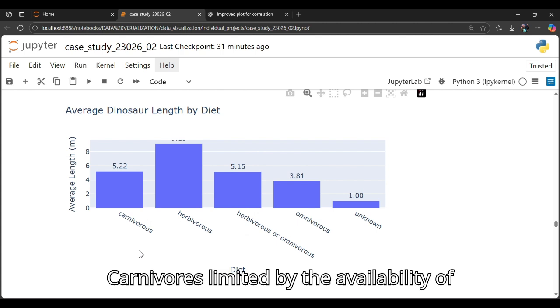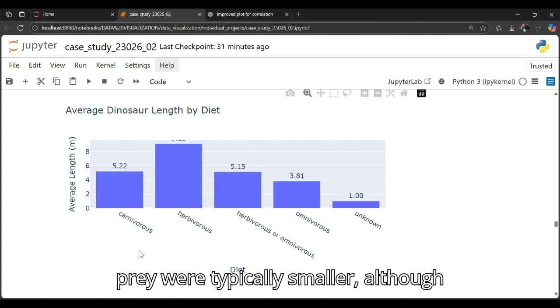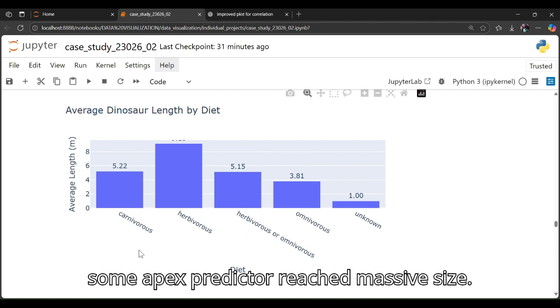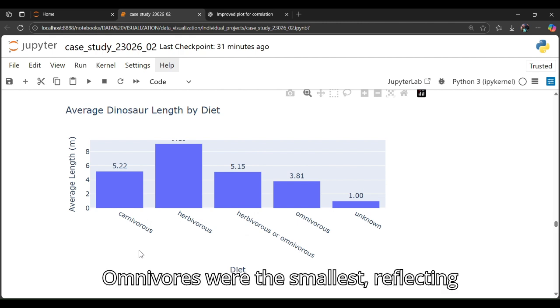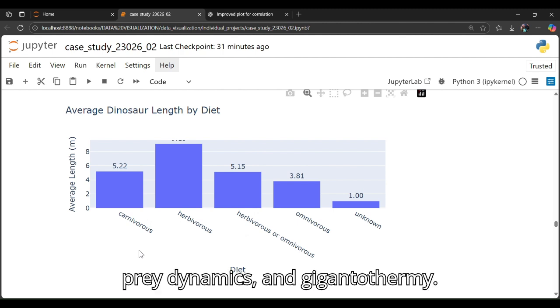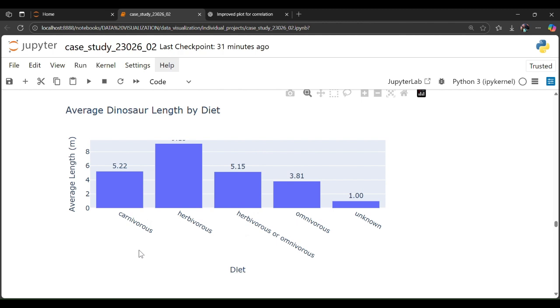Carnivores, limited by the availability of prey, were typically smaller, although some apex predators reached massive size. Omnivores were the smallest, reflecting their ecological energetics, predator-prey dynamics, and gigantothermy.